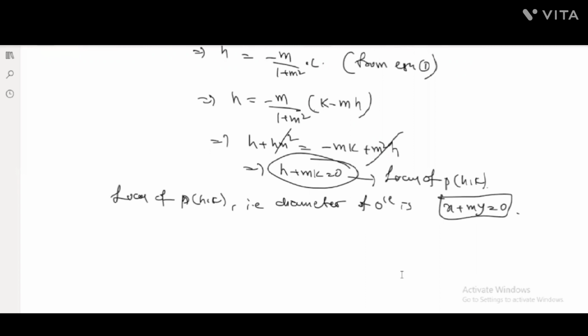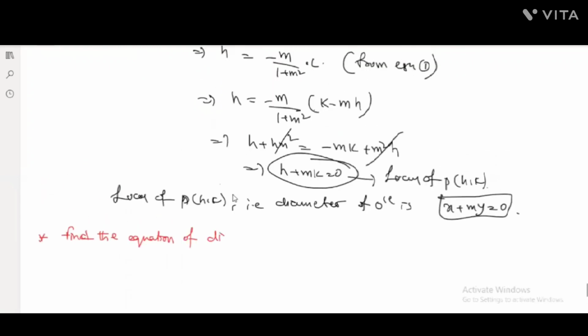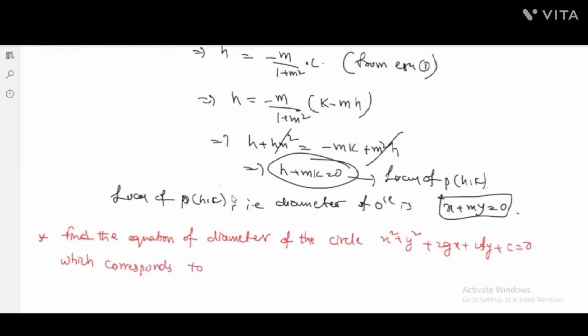So let's see one question based on this finally. Find the equation of diameter of the circle x square plus y square plus 2gx plus 2fy plus c is equal to 0, which corresponds to the chord ax plus by plus d is equal to 0.